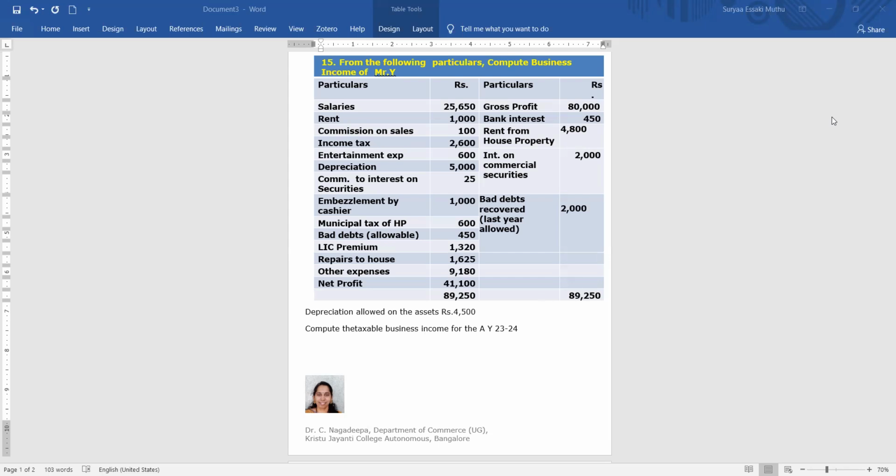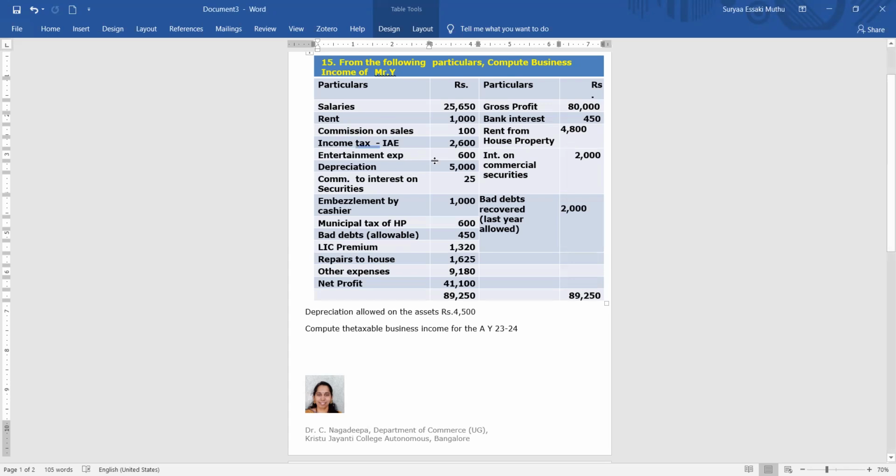If rent is used for any personal purpose, then it can be considered inadmissible. There is no adjustment related to rent, so it is admissible. Commission on sales, admissible. Income tax is an inadmissible expense, so I'm marking it IA. That means inadmissible expenses, which you are going to add back to the profit.